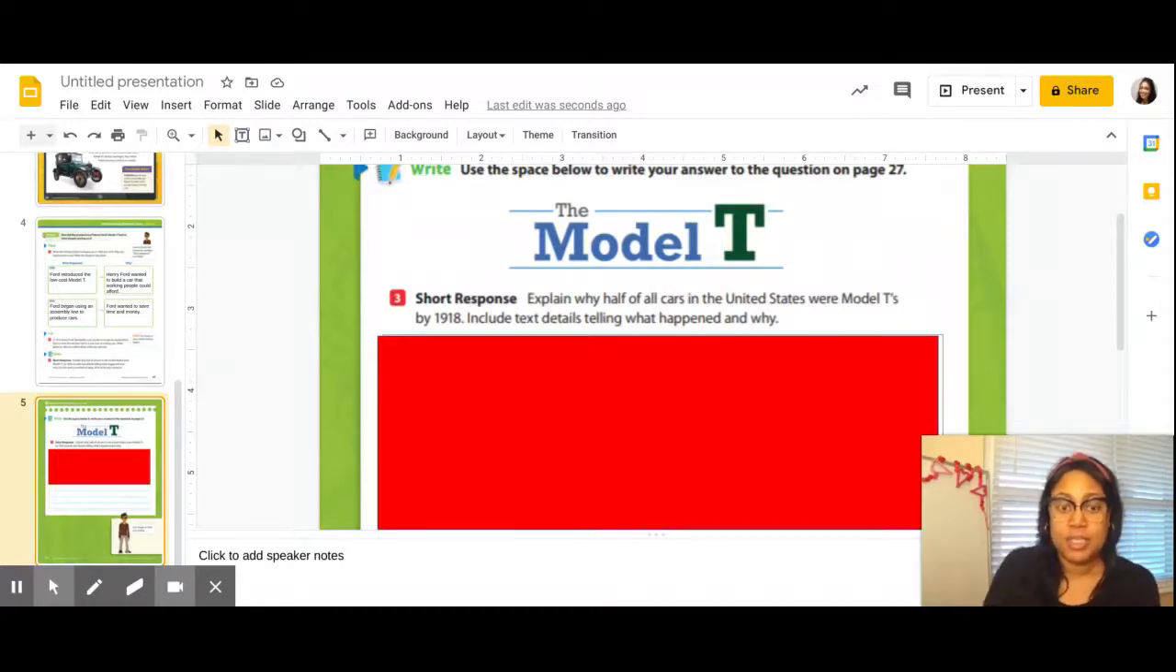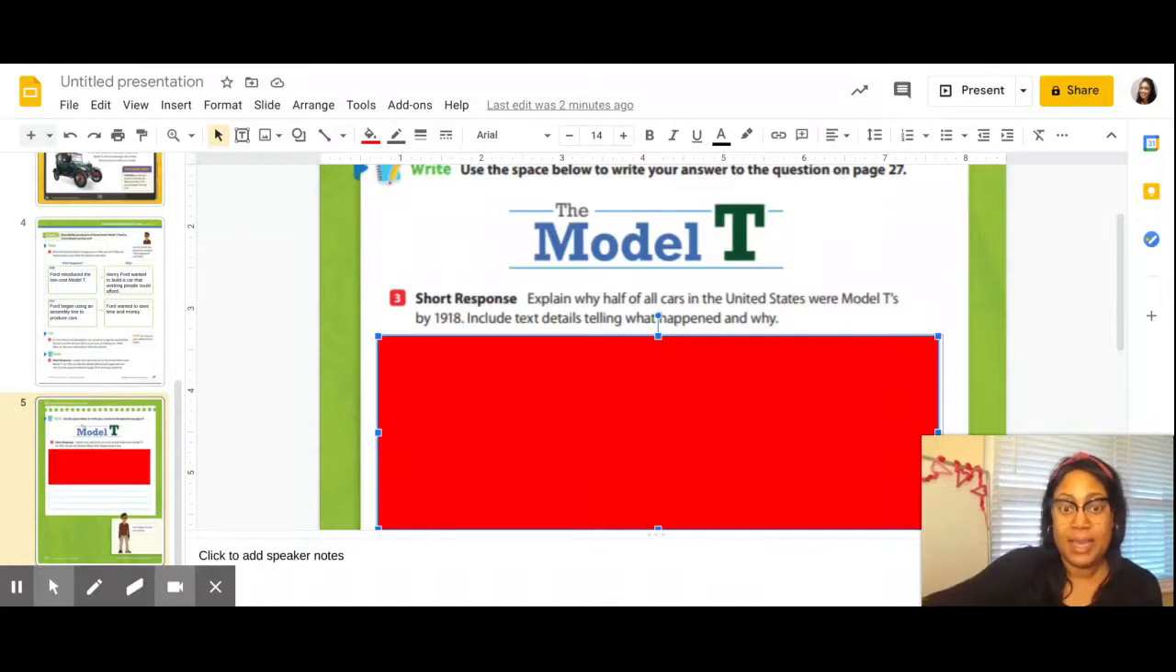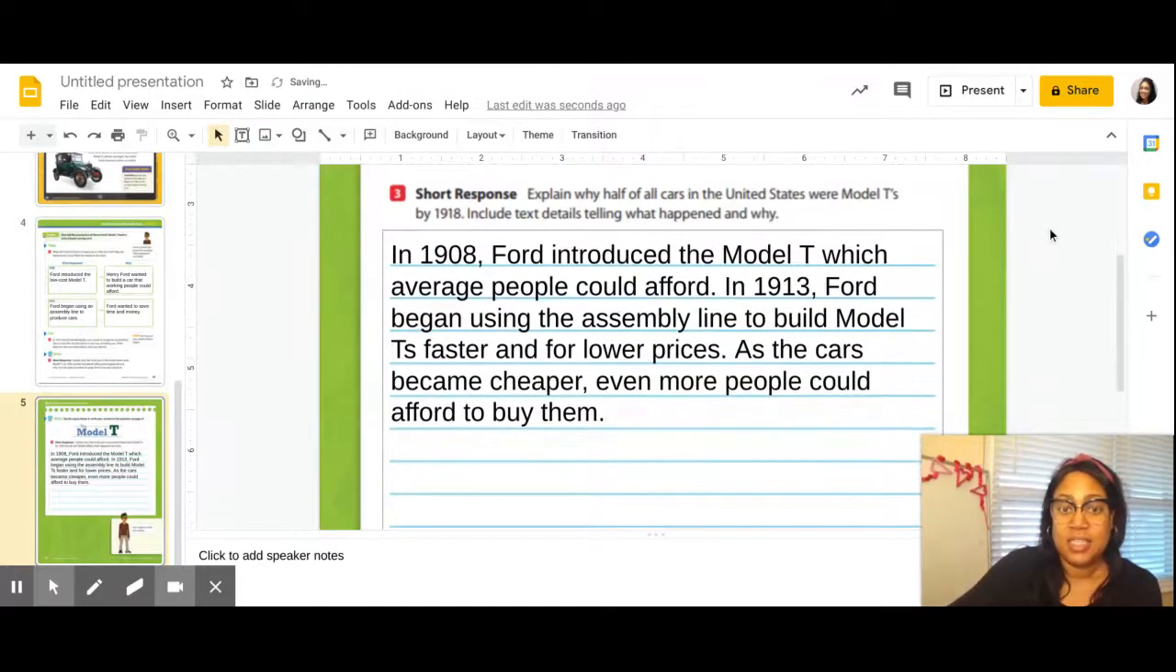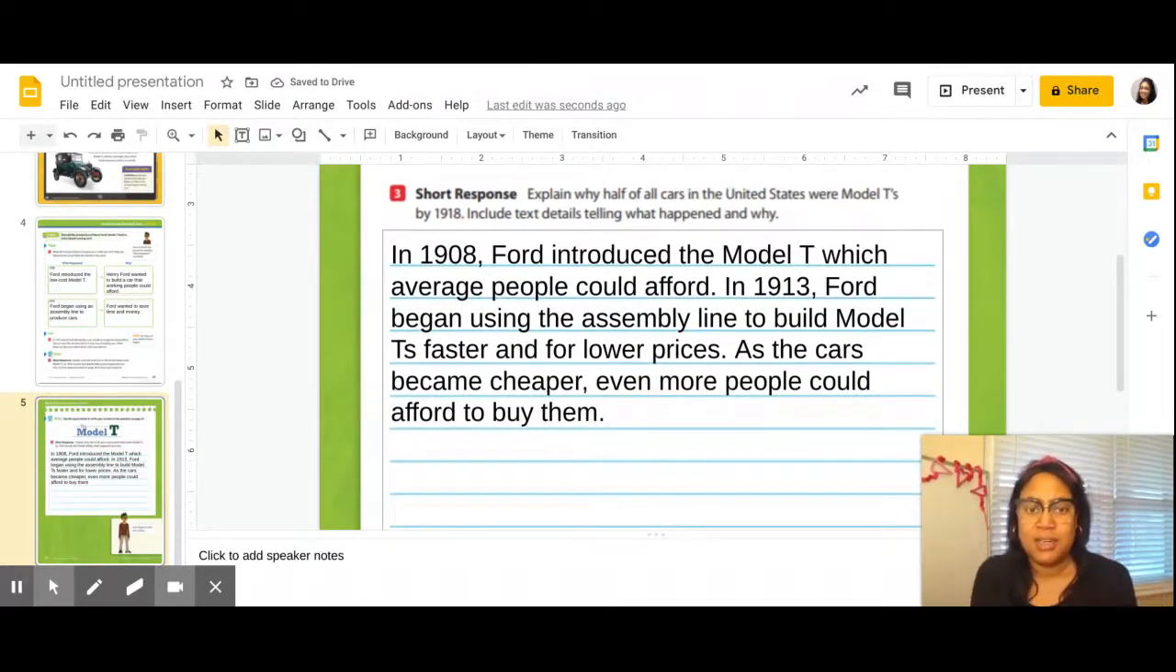So here is a response that I typed to respond to why half of all cars in the United States were Model Ts by 1918. In 1918, Ford introduced the Model T, which average people could afford. In 1913, Ford began using the assembly line to build Model Ts faster and for lower prices. As cars became cheaper, even more people could afford to buy them.